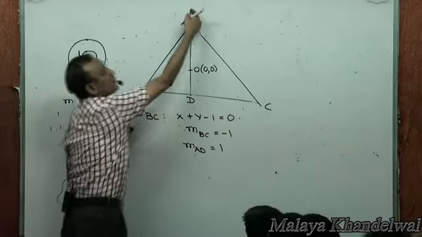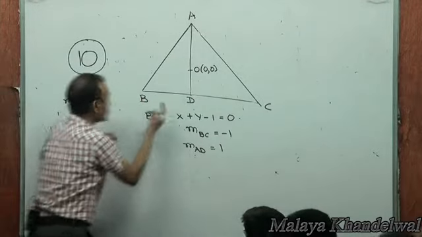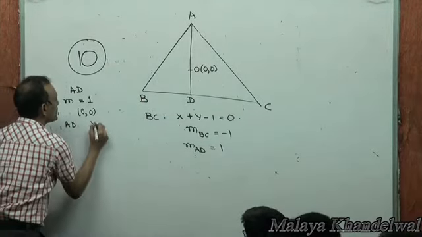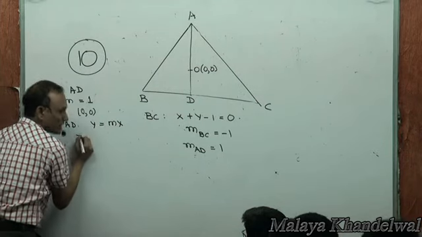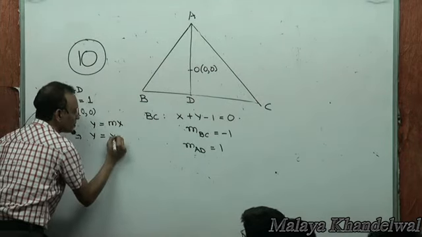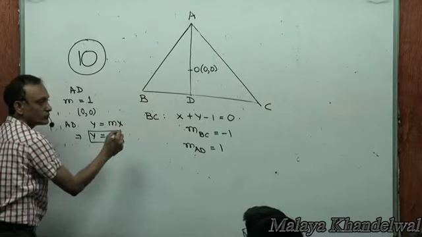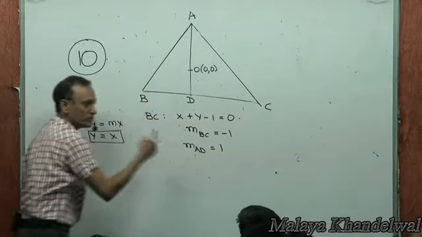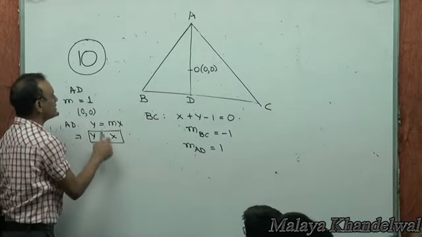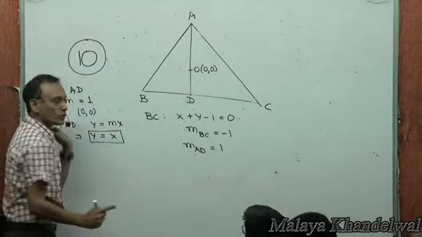AD is a line passing through the origin with slope 1. So the equation of AD must be y equal to mx. That means y equal to x. M is 1. Is the equation of AD, yes or no? Y equal to mx. A line passing through the origin will always be y equal to mx. But m is 1 here, as you can see. So that's the equation of AD.